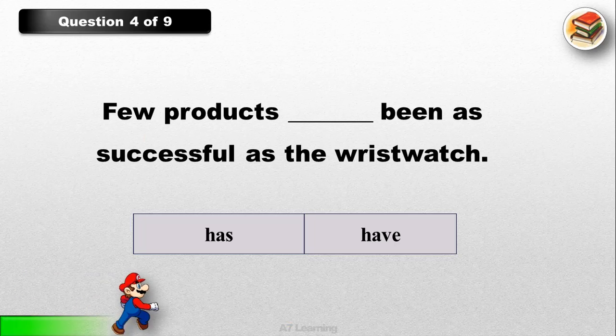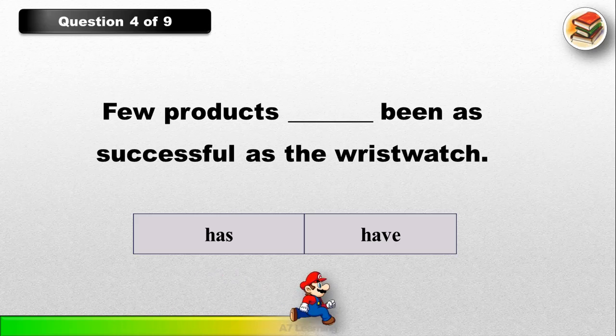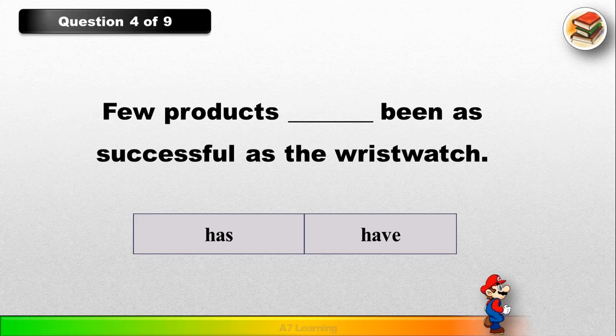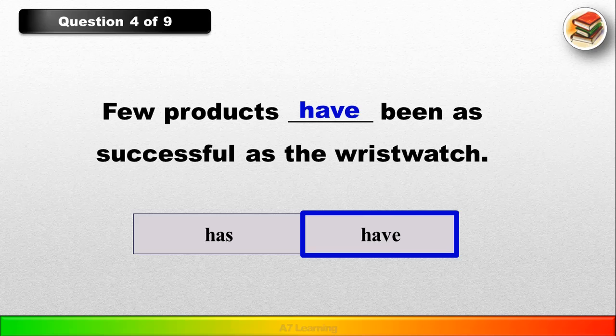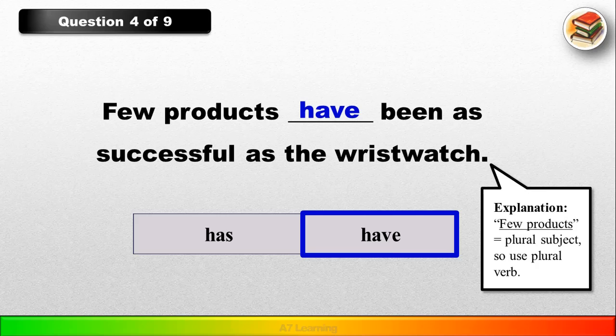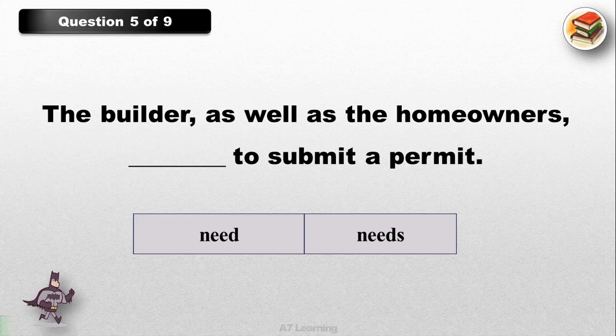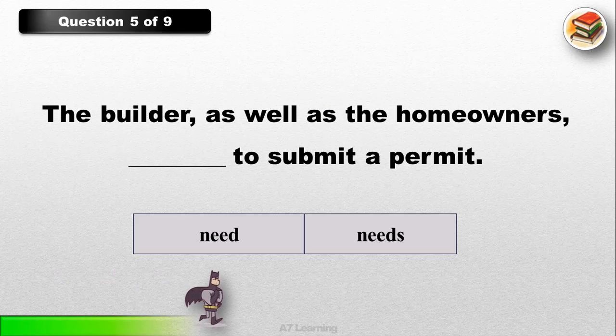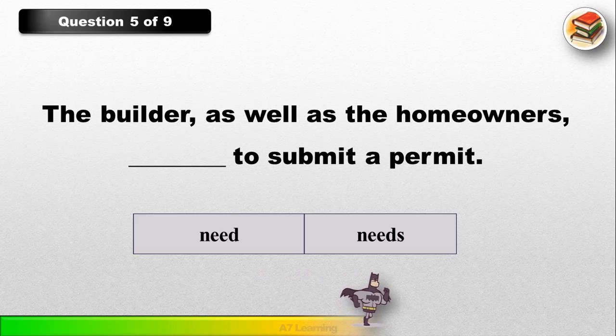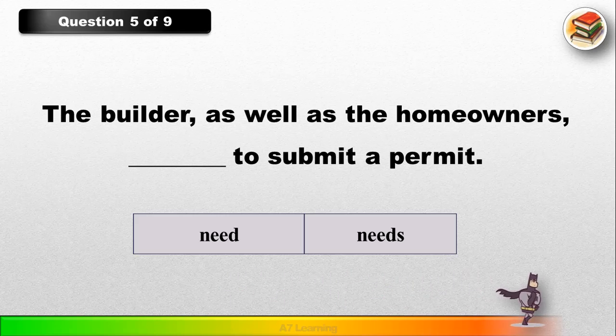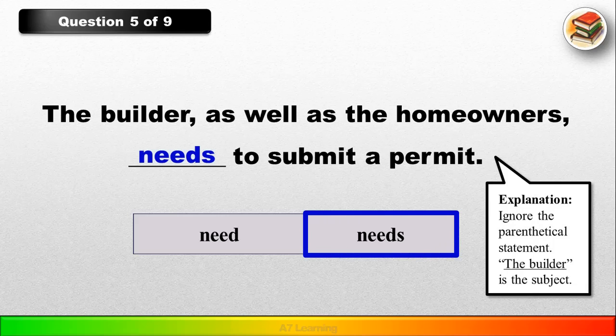Few products blank been as successful as the wristwatch. Has or have? You chose "have"? Right on. That's just an original recipe subject-verb agreement thing. Few products have. The builder, as well as the homeowners, blank to submit a permit. Need or needs? Another parenthetical example.